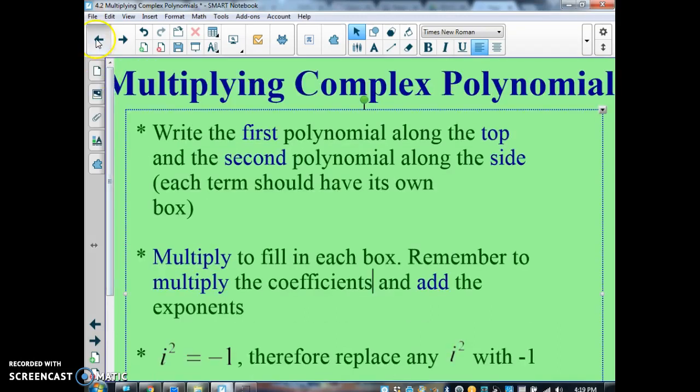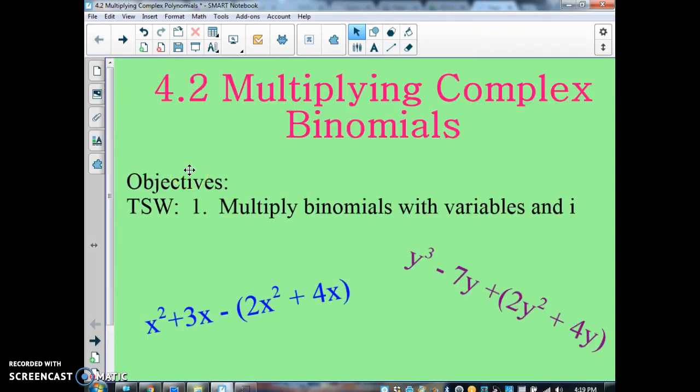All right, welcome to another exciting lesson here. This is 4.2, multiplying complex binomials. These are binomials that involve both variables and also our i term. Okay?